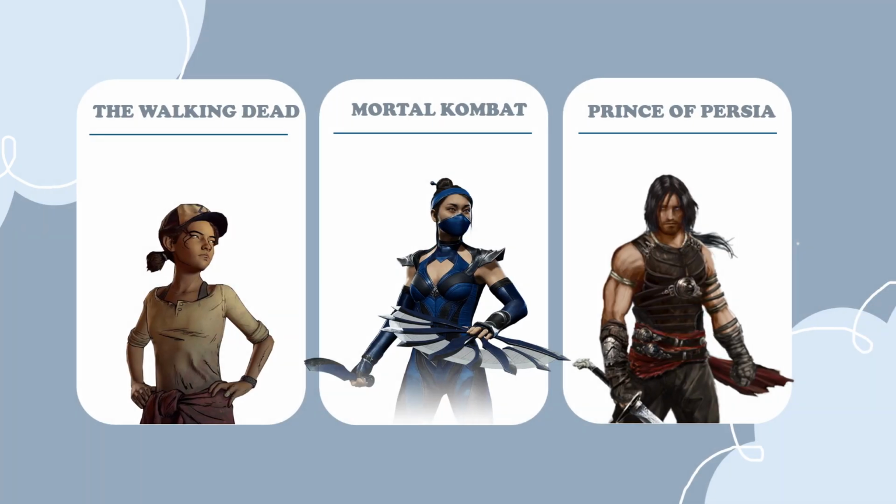Some games, including The Walking Dead, Mortal Kombat, and Prince of Persia, all use rotoscoping in their gameplay. As you can see, they all have a more realistic style of art, which the rotoscoping can enhance even more.